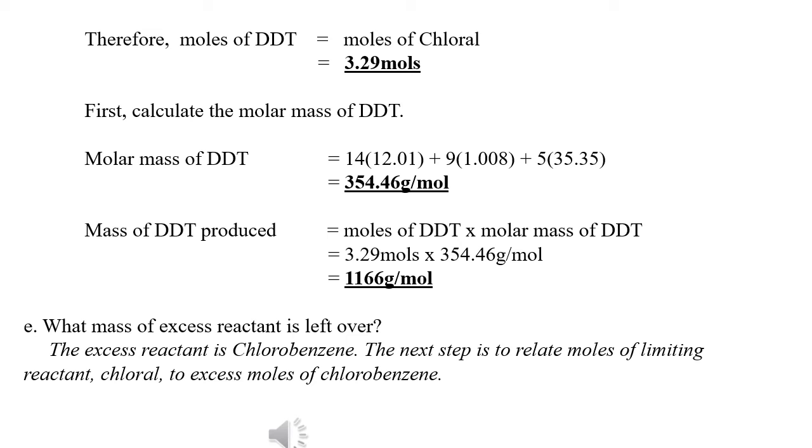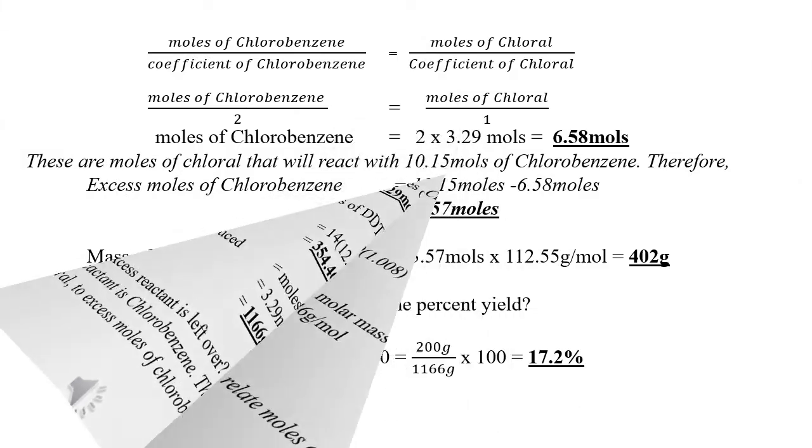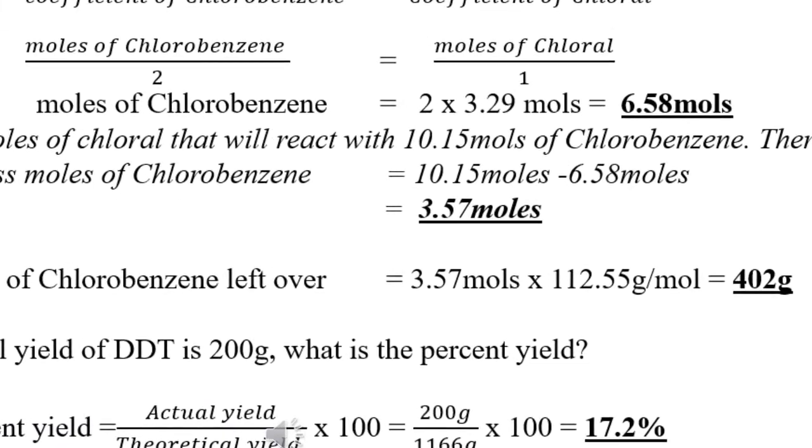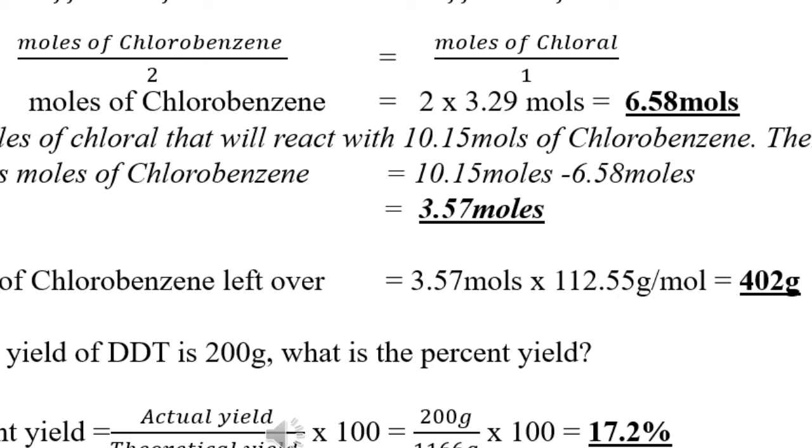Question 2, Part E. What mass of excess reactant is left over? The excess reactant is chlorobenzene. The next step is to relate moles of limiting reactant, chloral, to excess moles of chlorobenzene. These are moles of chloral that will react with 10.15 moles of chlorobenzene. Therefore, excess moles of chlorobenzene equals 10.15 moles minus 6.58 moles, which is equal to 3.57 moles.